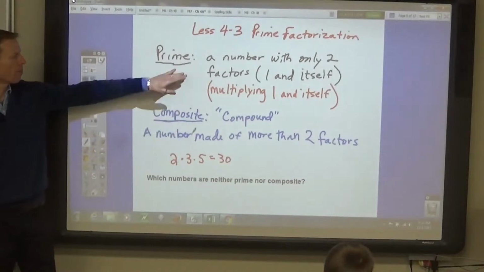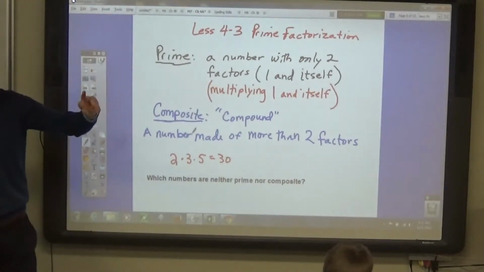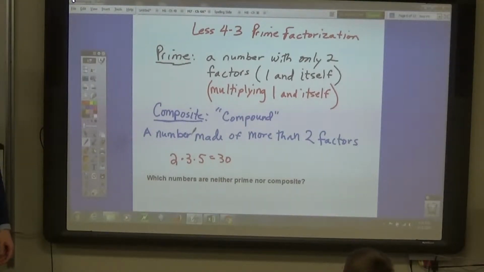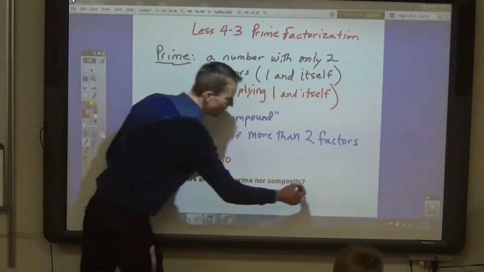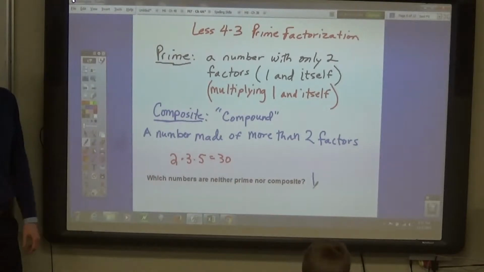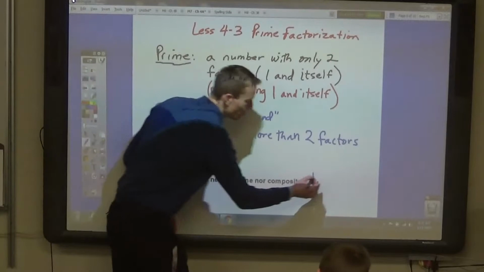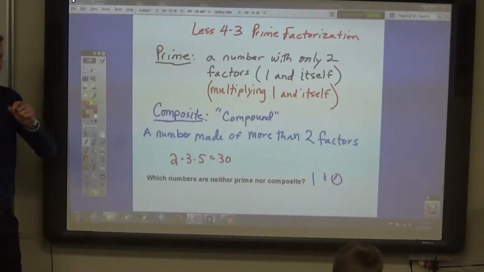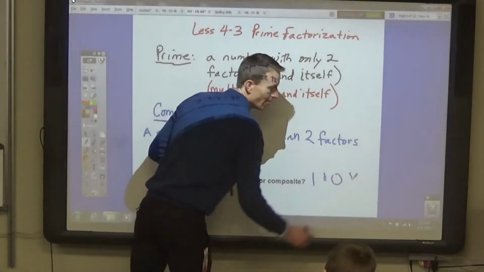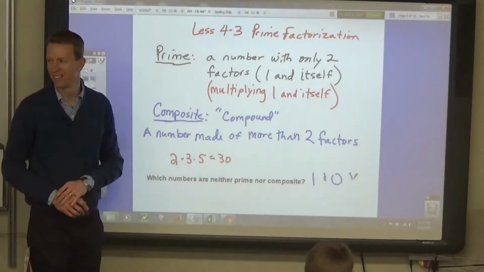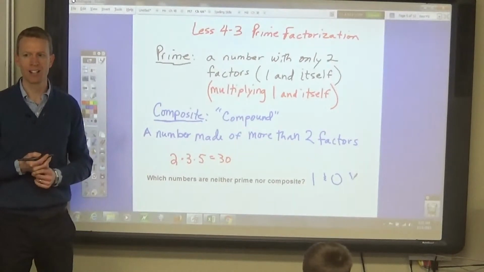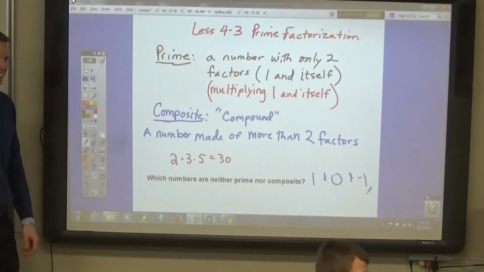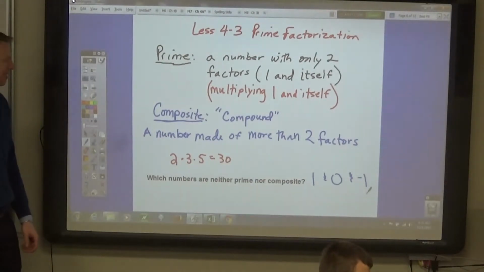Okay? Now, remember, prime has exactly 2 factors, right? 1 and itself. Prime numbers always have 2 factors. So, which numbers are neither prime nor composite? Amelia. 1. The number 1 is not prime. That's definitely not composite. What other one? 0. 1 and 0. Any others? Seven? No, you make 7 with 1 and 7. Oh, how about negative 1? Negative 1. Good one. Negative 0? Close. All right, let's go on.